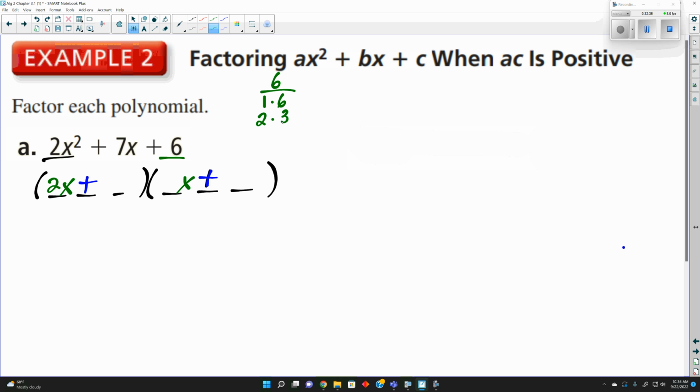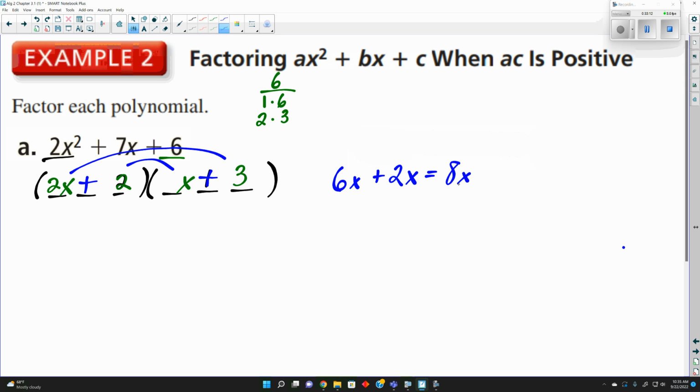Now 6 has 2 sets of factors, 1 and 6 or 2 and 3. So we can do 2 and 3 first. Which number do we want to put in the first parenthesis? 2 or 3? 2. So we can do 2 and 3. And we can check this here. 2x times 3, 2 times 3 is 6x, plus 2x. 2 times x is 2x. And 6x plus 2x is 8x.